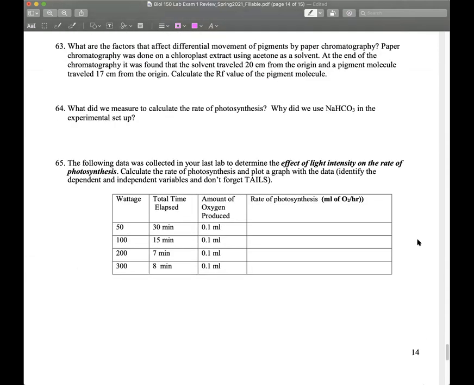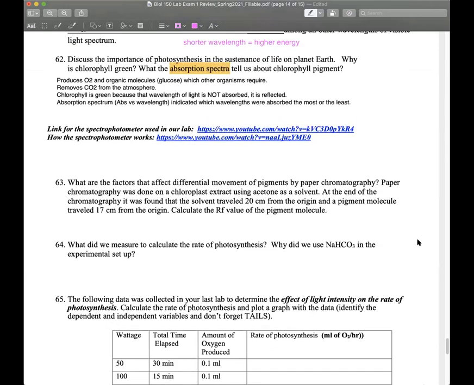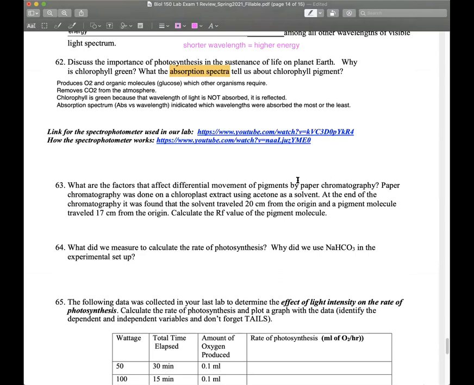Okay, we got a couple more questions here. This one is about the paper chromatography. So this was the separation of pigments. We found that the solvent traveled 20 centimeters from the origin. A pigment molecule traveled 17 centimeters. What is the RF value? How do we find that out?